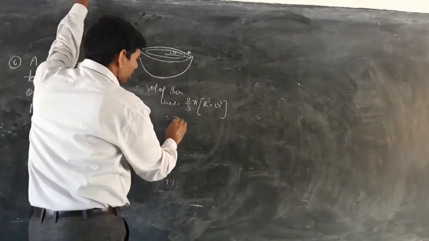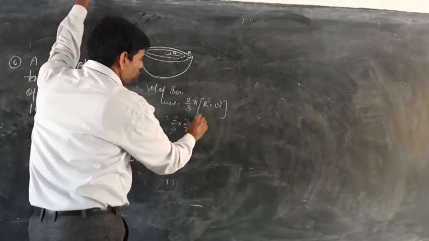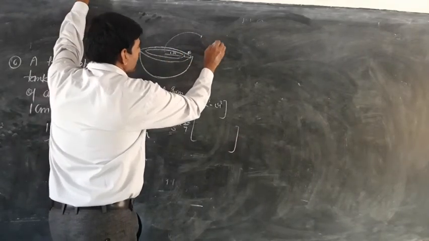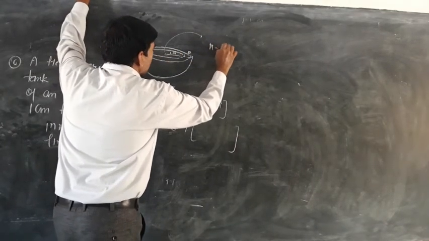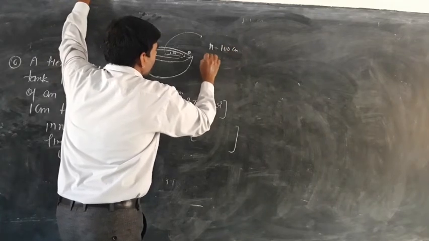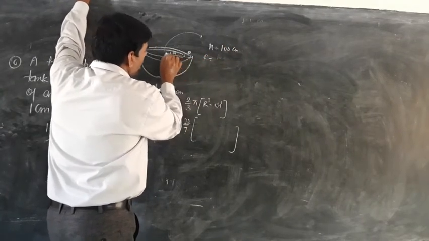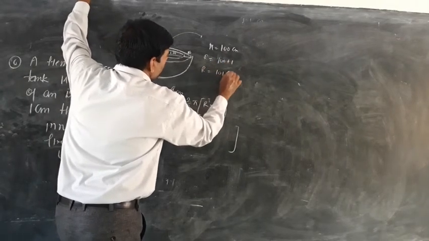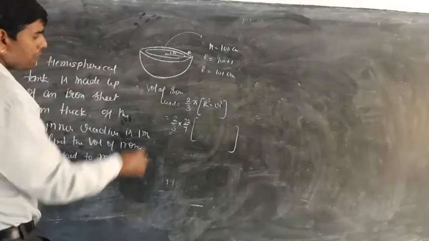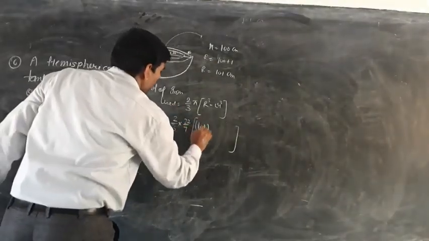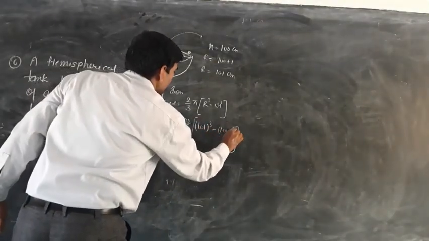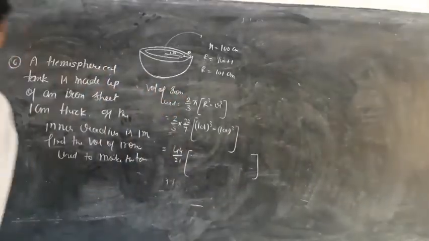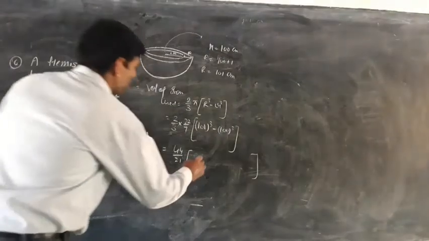That is 2 by 3, and the value of pi will be 22 upon 7. The 1 meter is converted to centimeter, that is small r is equal to 100 centimeter, and the capital R radius will be 100 plus 1, that is 101 centimeter. We put the values, 101 cube minus 100 cube. So the value is 44 upon 21, 101 into 101 into 101.